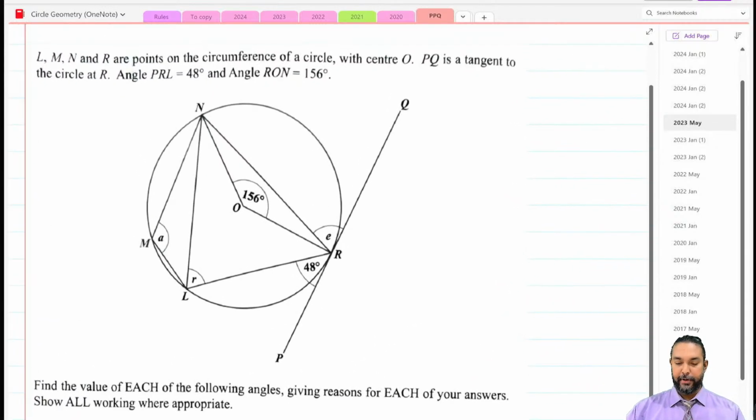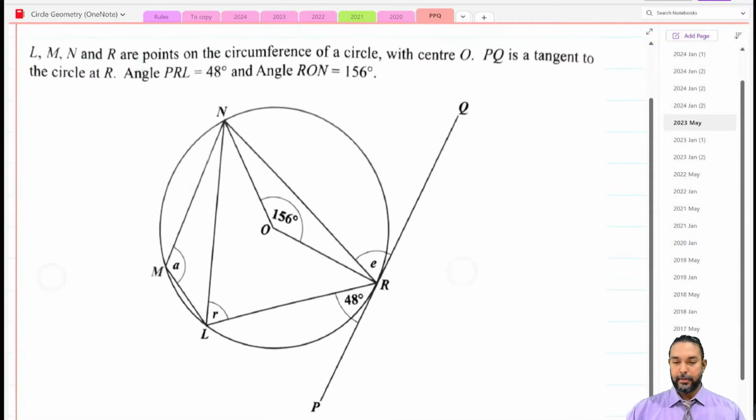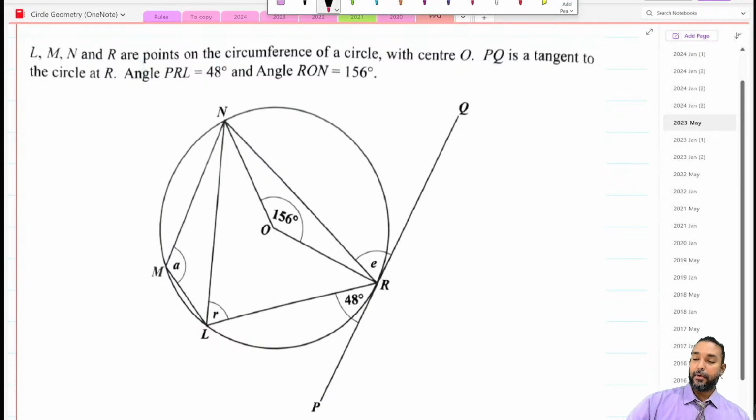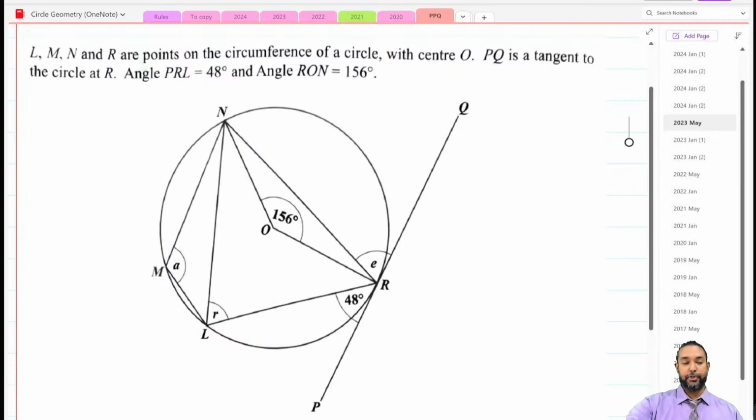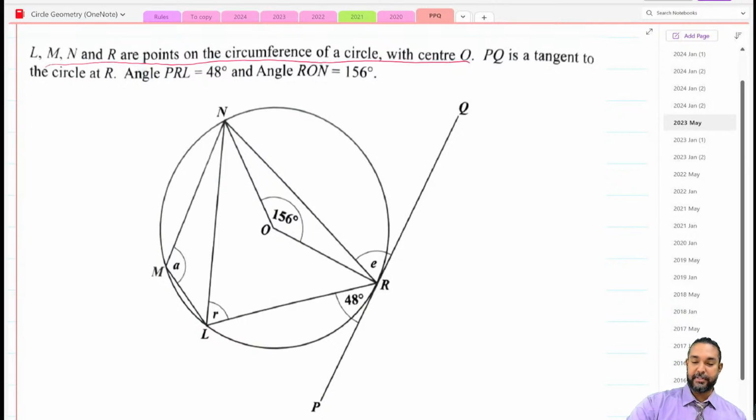Okay, we're going to zoom in here. Right, so this is May 2023. Let's take a read. L, M, N, and R are points on the circumference of a circle with center O.